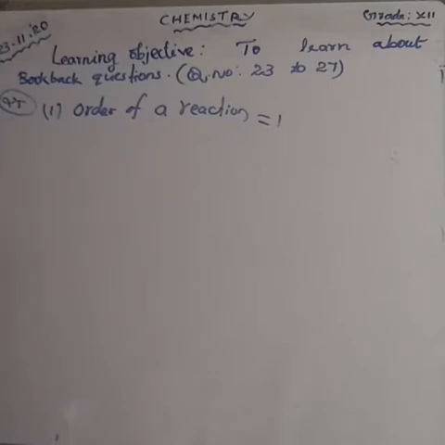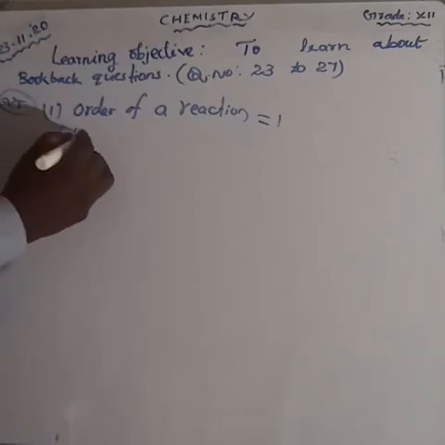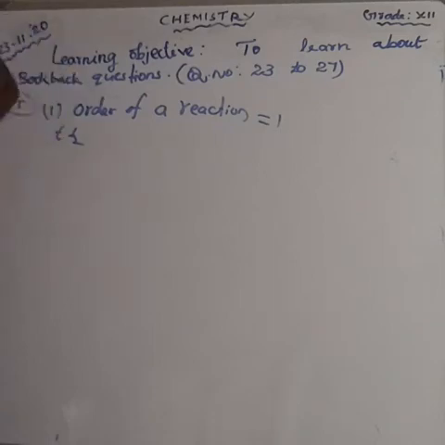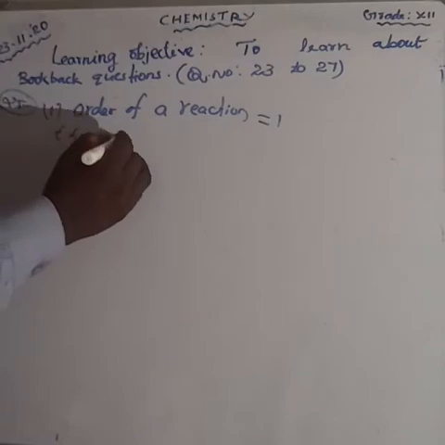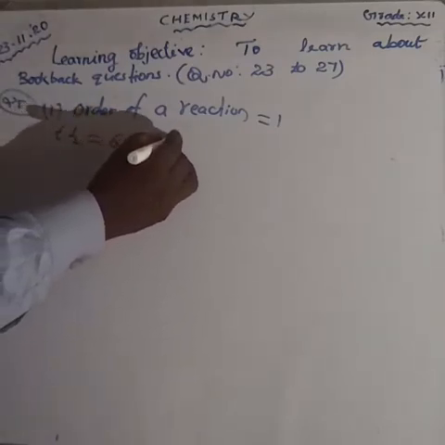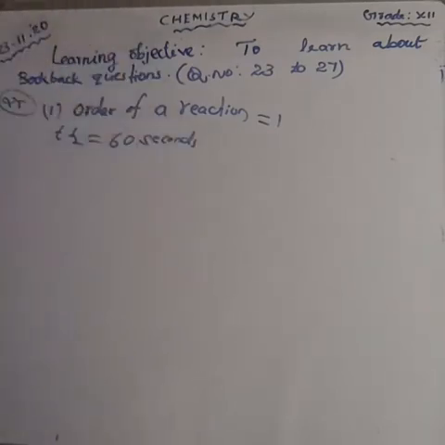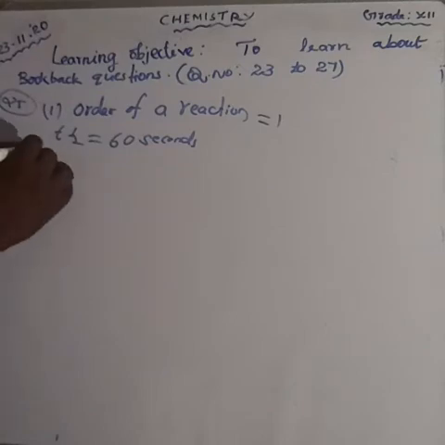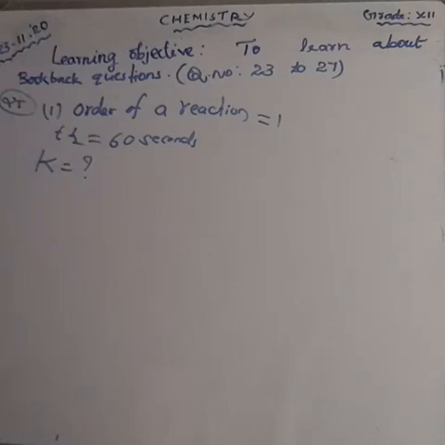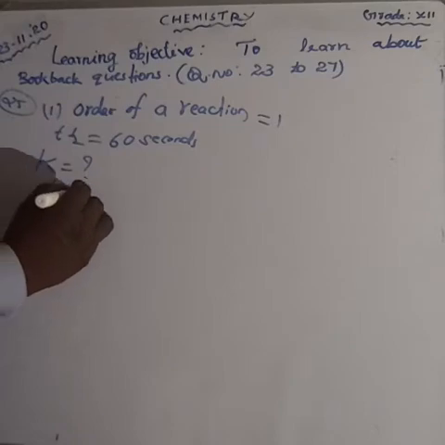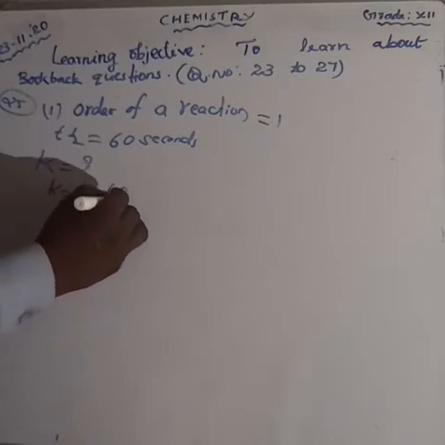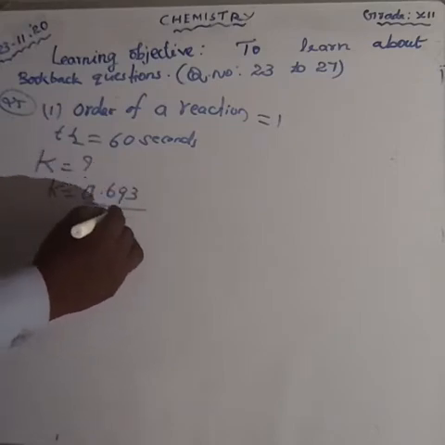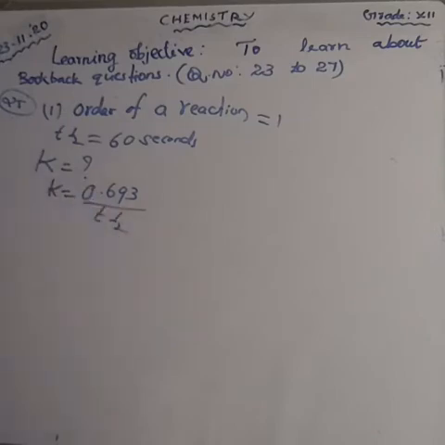Next, we should calculate T half. T half is equal to how much? 60 seconds. That is already given. Then we should calculate K. K is equal to how much? We know the K formula. What is the K formula? K is equal to 0.693 divided by T half. Am I right? This is the formula.